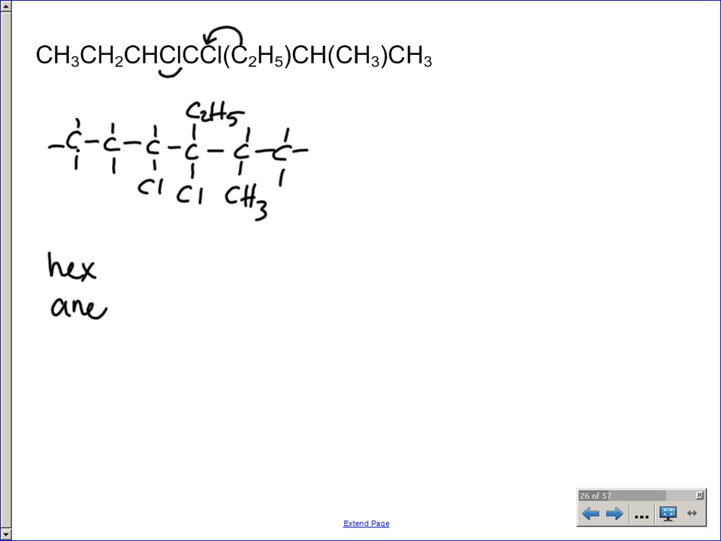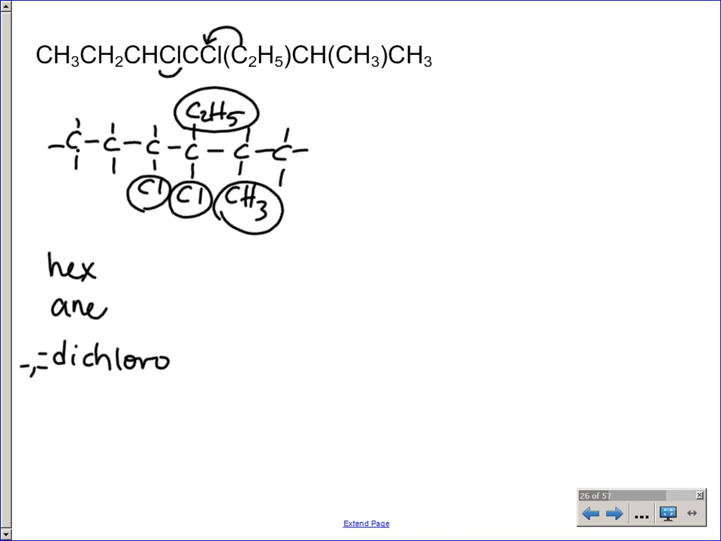We see substituents now. The substituents are chlorine, chlorine, methyl, and ethyl. We have two chlorines, so we have dichloro. And those are at two numbers. We'll number that in just a second. We also have a meth, or methyl group, which will be at a number. And we also have an ethyl group that'll be at a number.